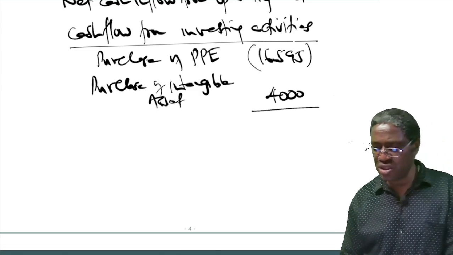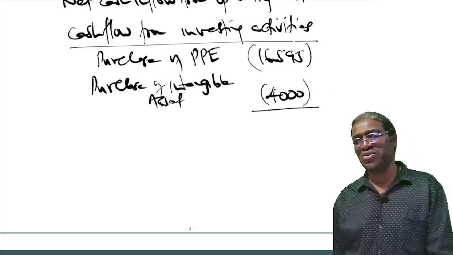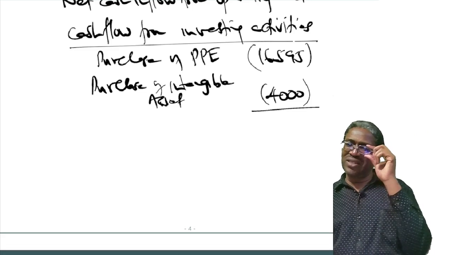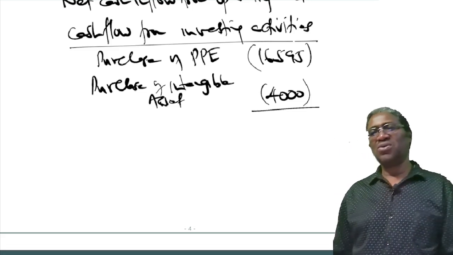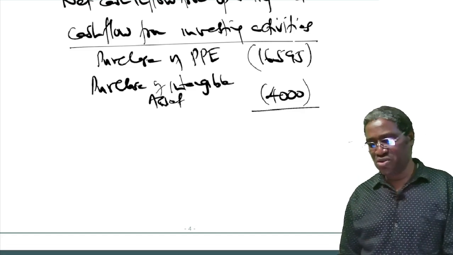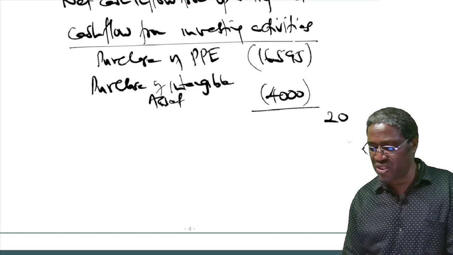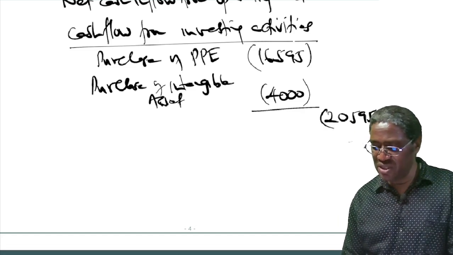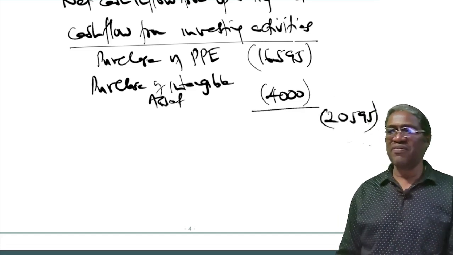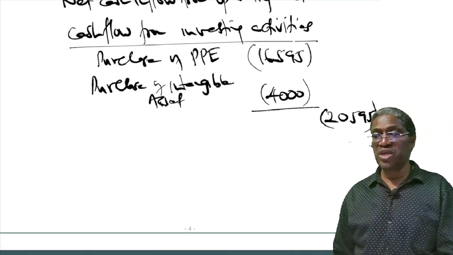No, we purchase is a negative. Sorry, make that correction. We purchased an intangible asset. That's a negative, not a sale. If it was a sale, we would be receiving. We purchased, so we are adding the two negatives. That automatically comes to 20,595, a negative. Push it to the extreme.